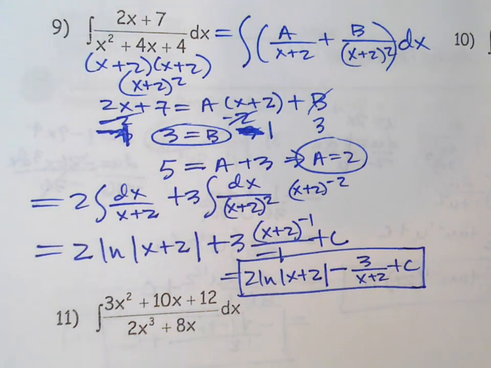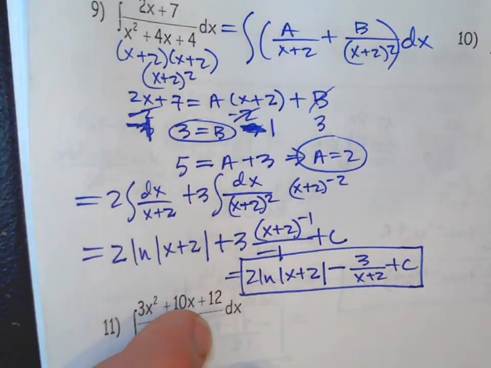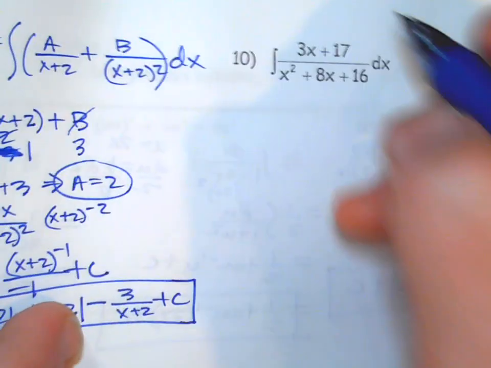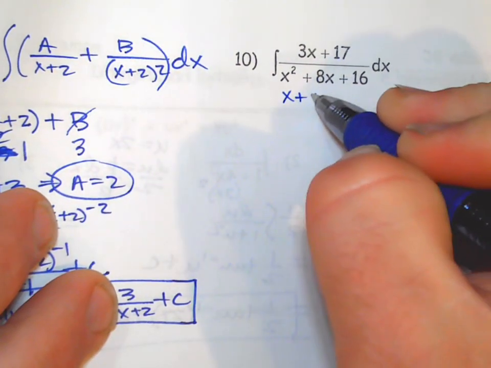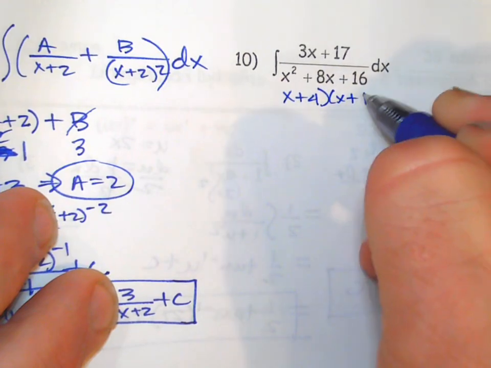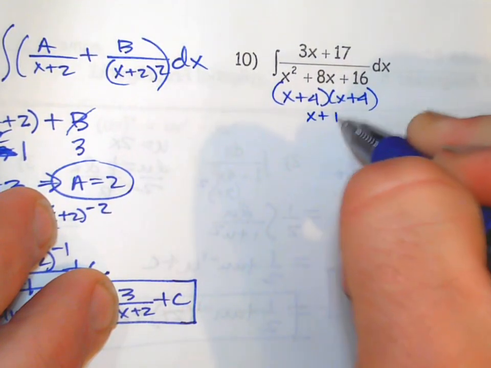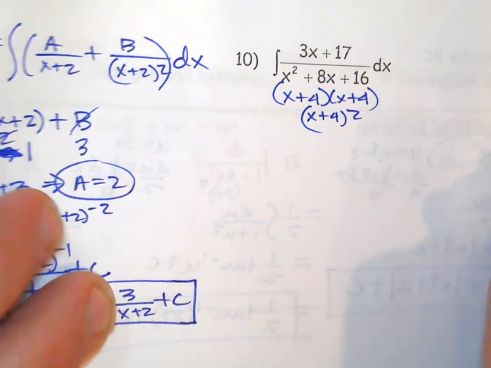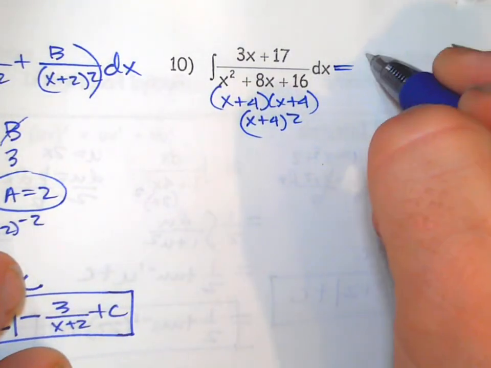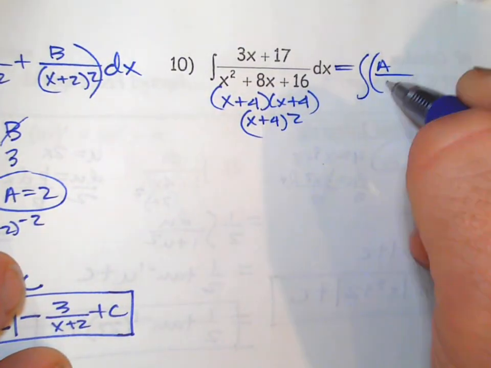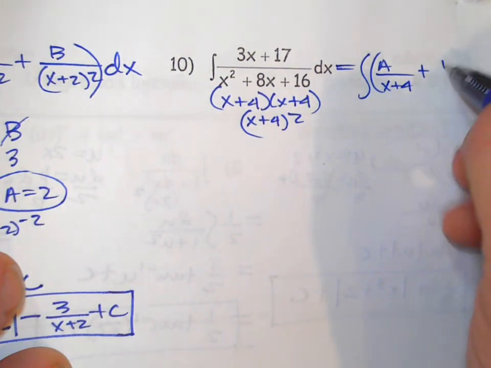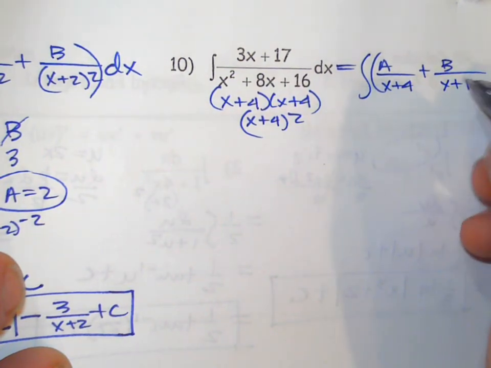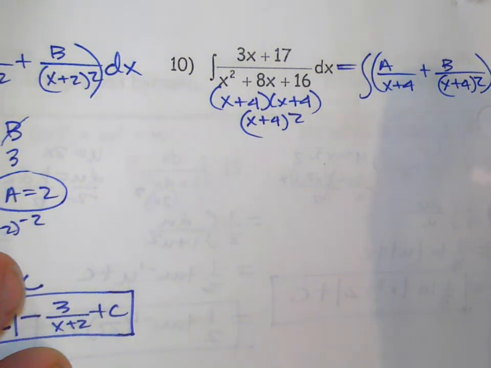All right. So that's how you do repeated roots. Number 10, x plus 4, x plus 4, another repeated root. So equals a over x plus 4 plus b over x plus 4 squared dx.